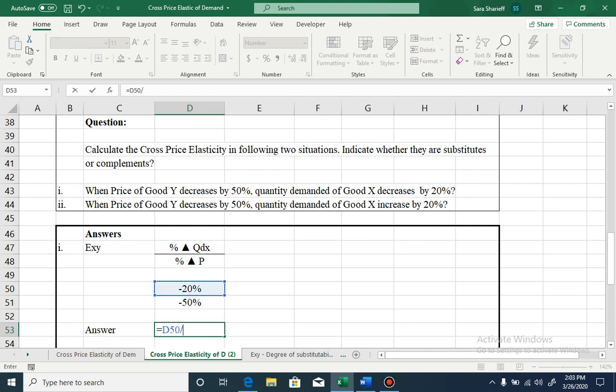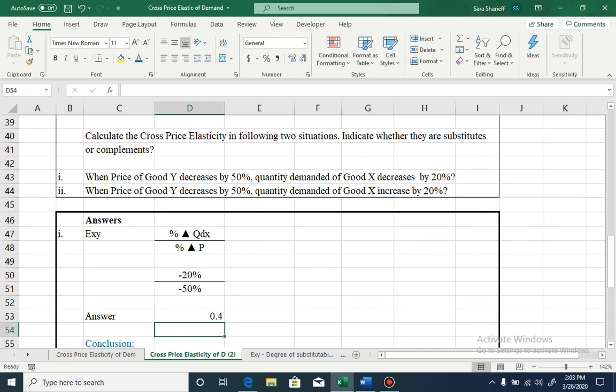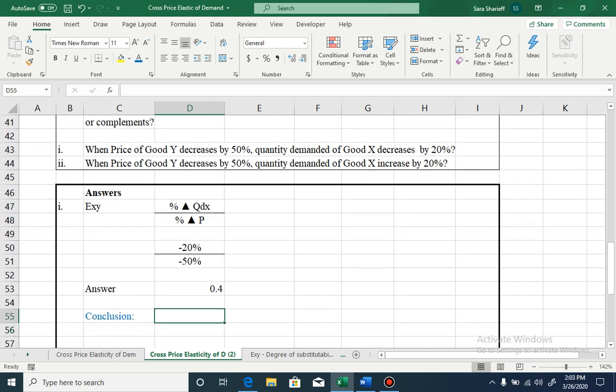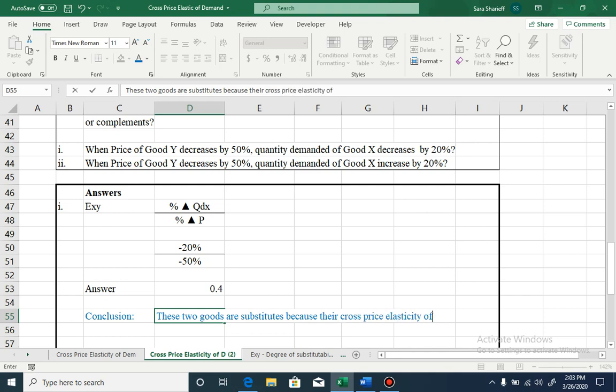20% divided by 50%, it's 0.4, right? Since it's a positive number, what's the conclusion? That these two goods are substitutes because their cross price elasticity of demand is a positive number, right?